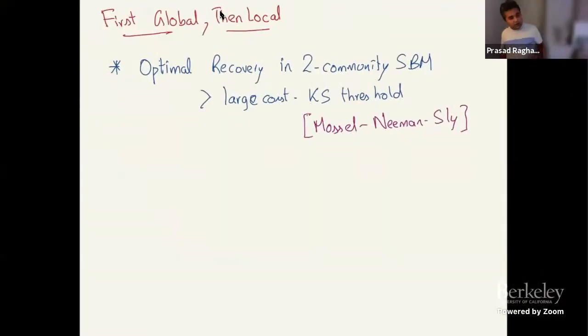Okay, the more viable approach may be: first you use a global algorithm, and then you use it to get a local one. The output of the global algorithm becomes the input to a local algorithm. This has been done a few times. The global algorithm gives you a warm start for your BP or something, and then you do the local.